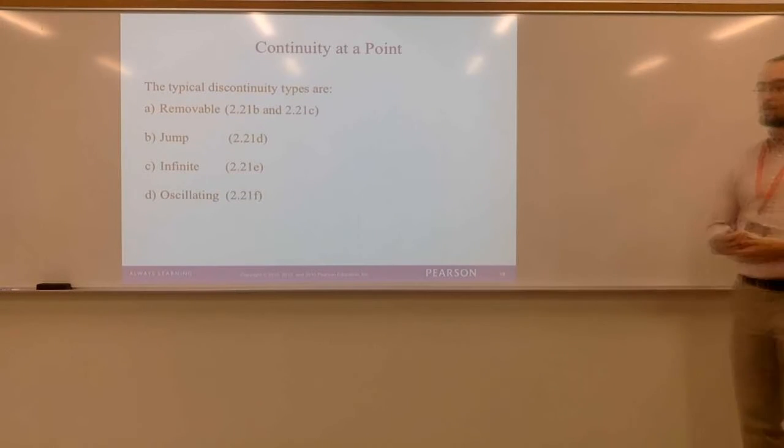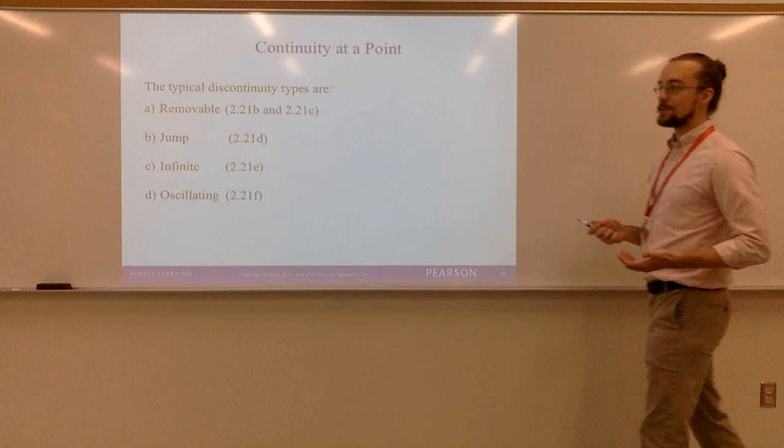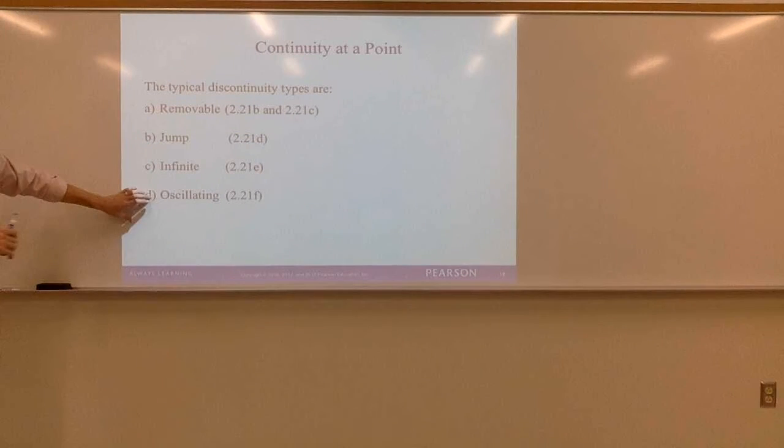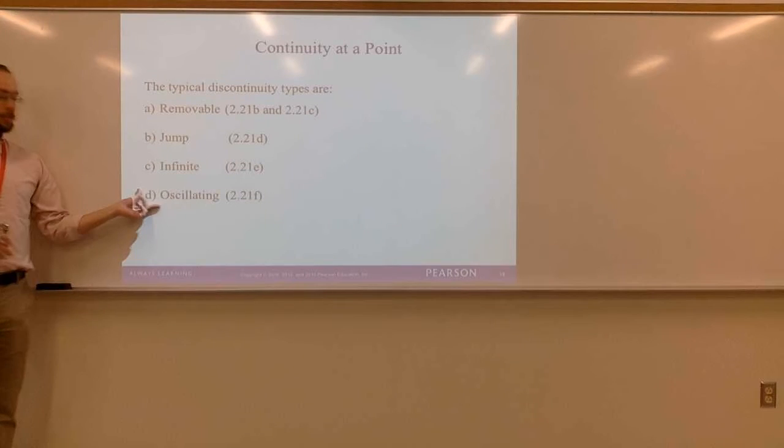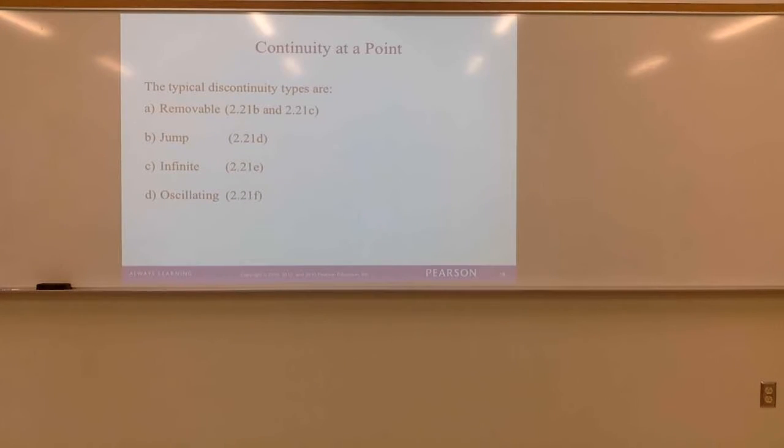Okay. Four types of discontinuity. Yeah, so D is kind of a weird special case. We're mostly going to focus on the first three: removable, jump, and infinite. And we'll take a look at pictures of these on the next slide. Oscillating is, again, kind of a weird special case that we're not really going to look at too much. Just know that it exists.